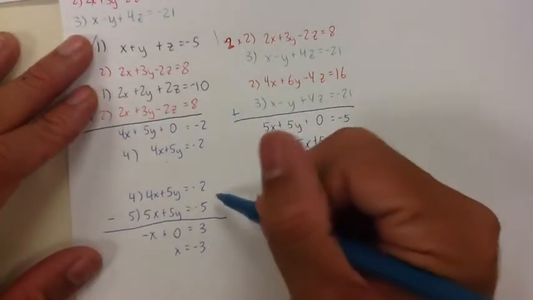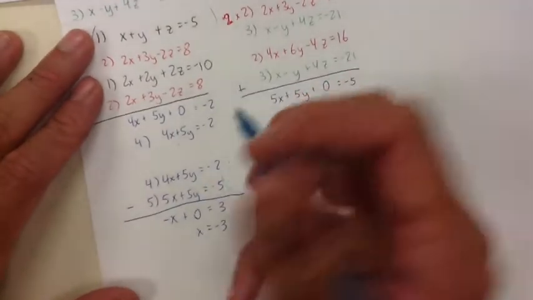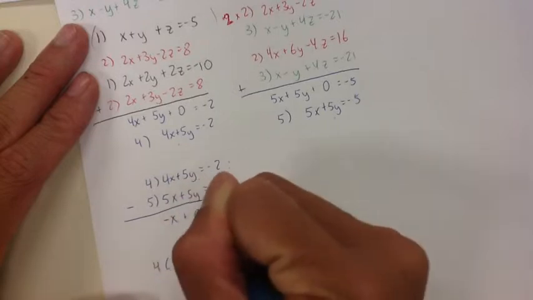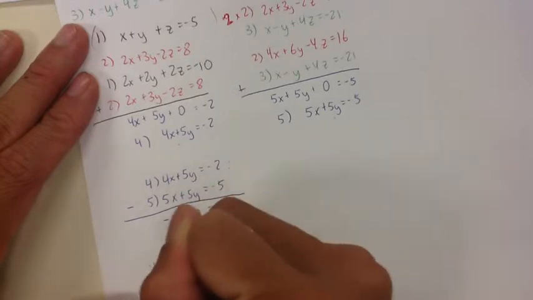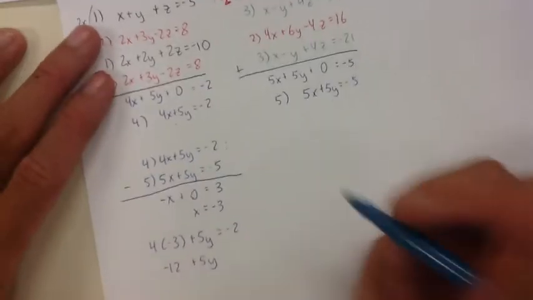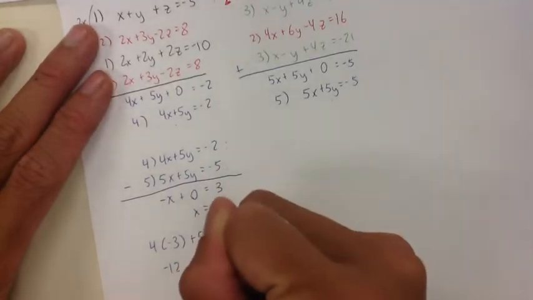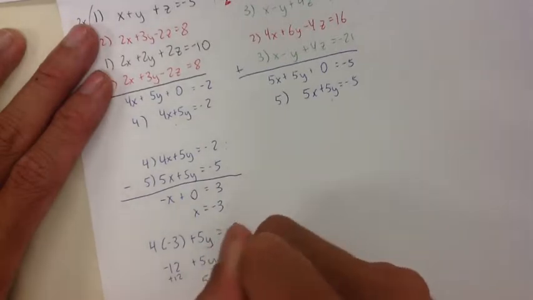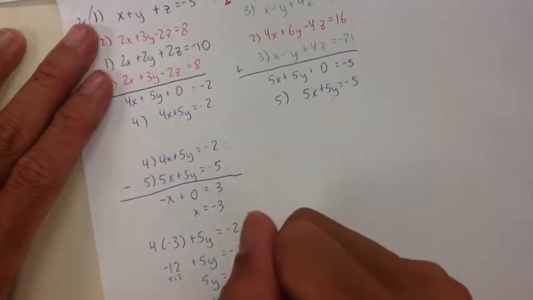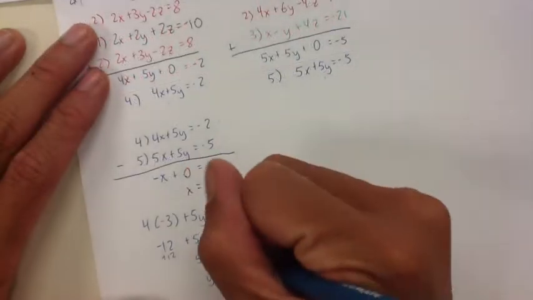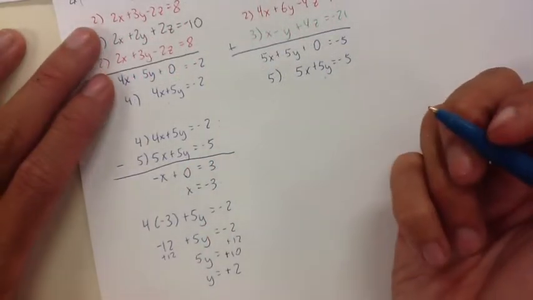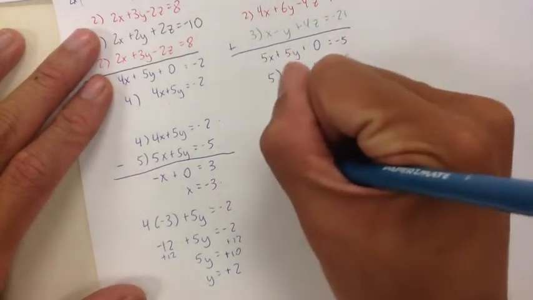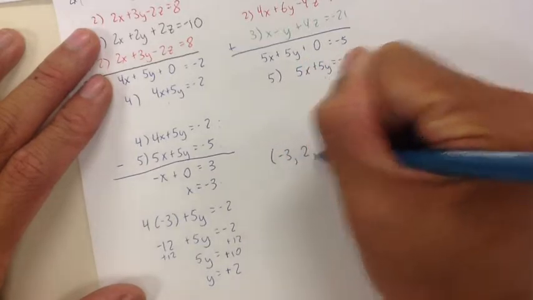I'm going to plug that back into one of these 2 equations to get my y. So I'm going to plug it into number 4 just because it's there. This is negative 12 plus 5y equals a negative 2. So 5y, if I add 12 to both sides, it's going to be a positive 10, and y equals a positive 2. So x equals negative 3, y equals 2. So there's 2 of my solutions.